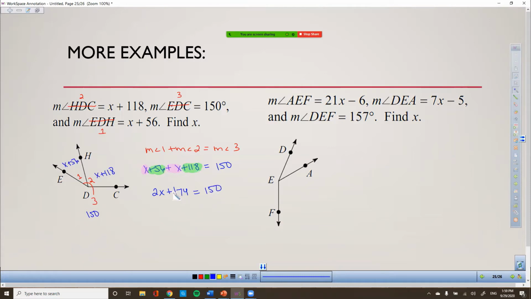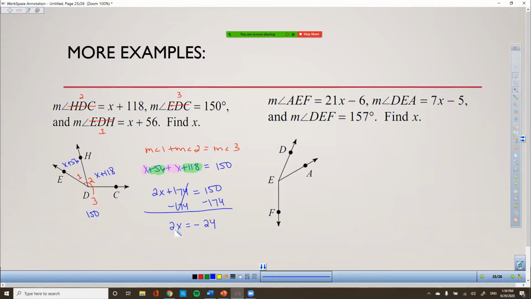Now what I'm left to do is numbers with numbers. We're going to move the 74 to the opposite side because I can't do anything to the 150 since it's completely by itself. So I move the 74 to the opposite side, so opposite sign. In this case, I'm left with 2x equals plus 150 minus 74. That gives me negative 24.